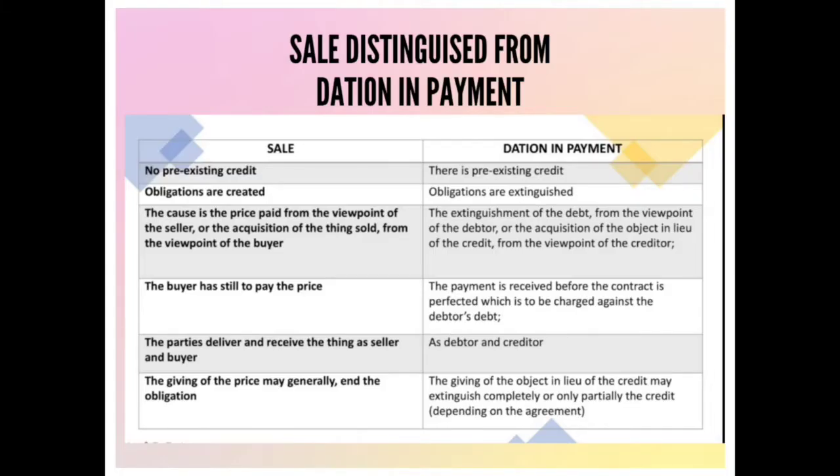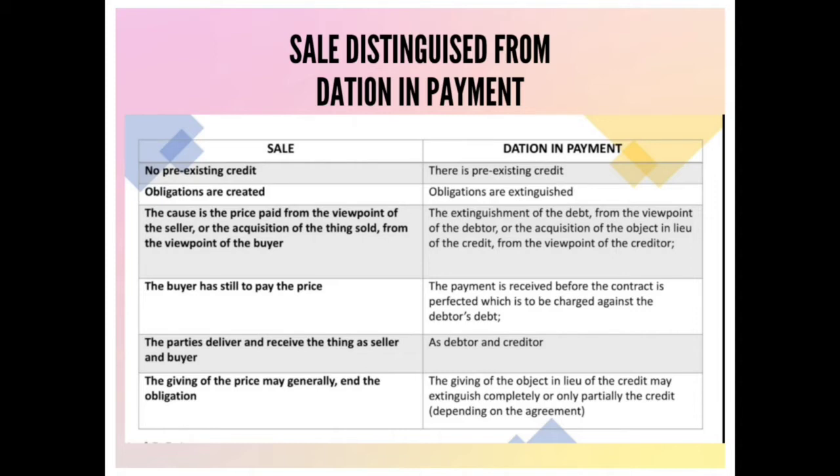So, i-distinguish natin yung sale from dacion in payment. So, ito yung pagkakaiba nila ng sale at dacion in payment. Sa sale, no pre-existing credit. Sa dacion in payment, there is pre-existing credit. Kung sa sale, obligations are created, dun pa lang nagsisimula yung obligation. Sa dacion in payment naman, obligations are extinguished.